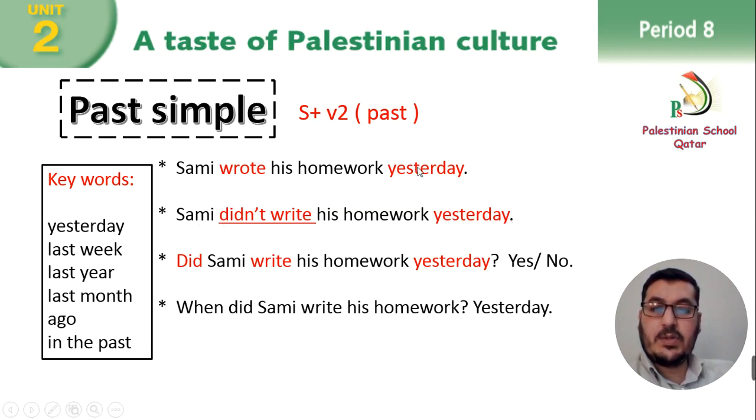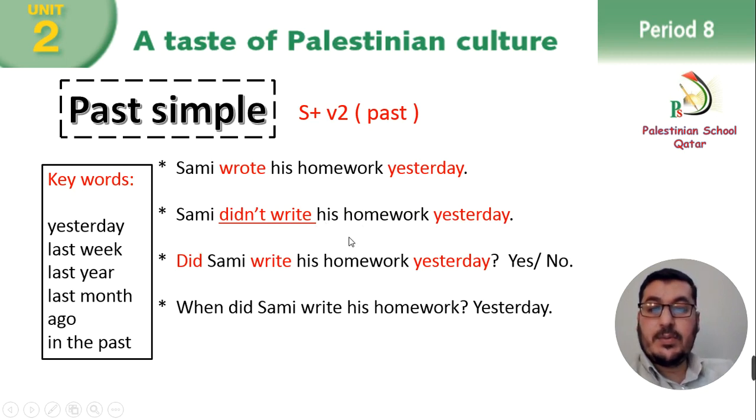Now, if we change the sentence to negative, I say, Sami didn't write his homework yesterday. Why? Because here we don't have any helping verb. If we need to change to negative, I have to put a helping verb with a negative. So I have to put do and change it to the past. Sami didn't write his homework yesterday.